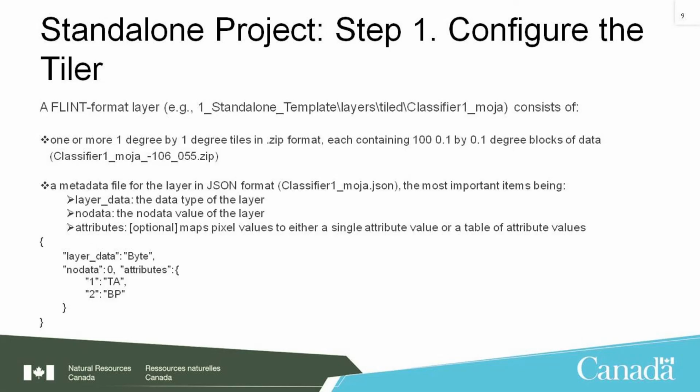And finally, a Flint format layer will be found in the tiled subfolder of the layers folder. This layer consists of the final cropped and reprojected TIFF padded to the nearest 1 degree of longitude and latitude, and a metadata file for the layer in JSON format. The most important components being layer_data, that is the data type of the layer, no data, that is the no data value of the layer, and optional attributes, that is map the pixel values to either a single attribute value or a table of attribute values.